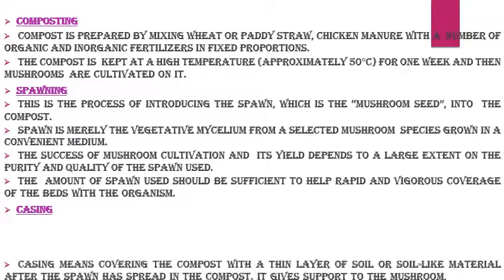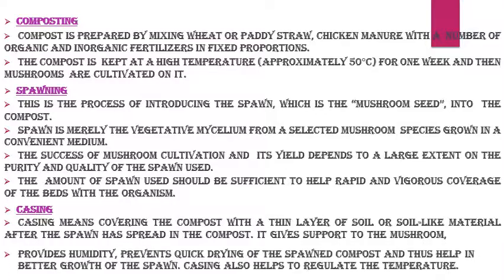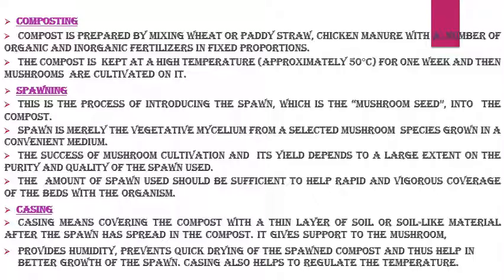Casing. Casing means covering the compost with a thin layer of soil or soil-like material after the spawn has spread in the compost. It gives support to the mushroom, provides humidity, prevents quick drying of the spawned compost, and thus helps in better growth of the spawn. Casing also helps to regulate the temperature.